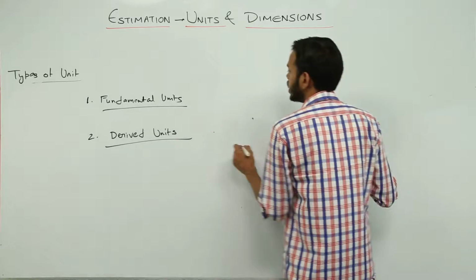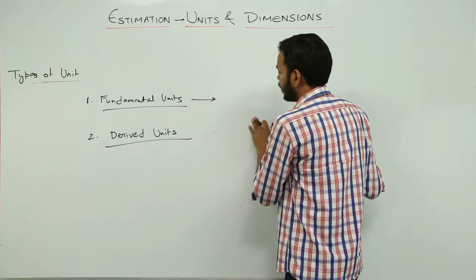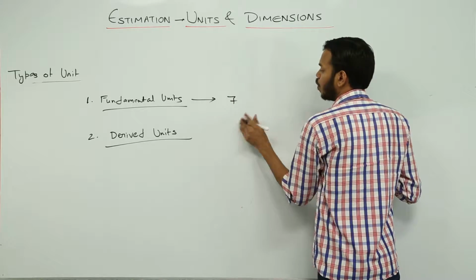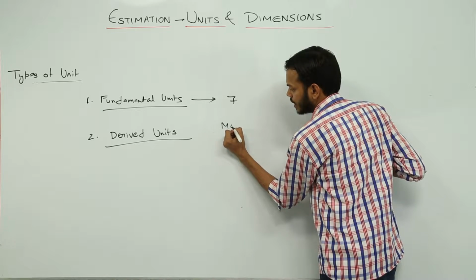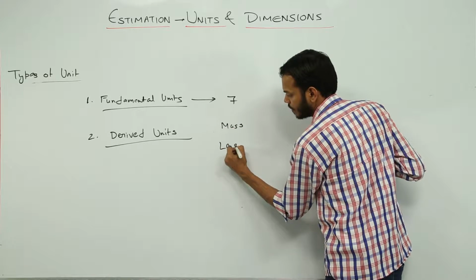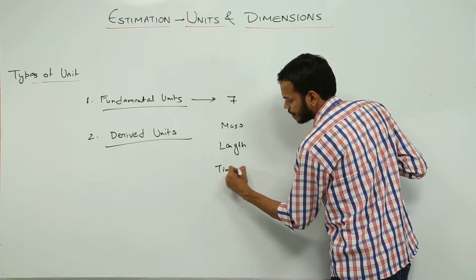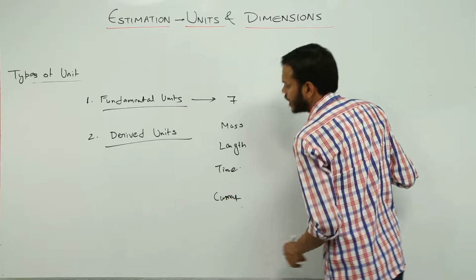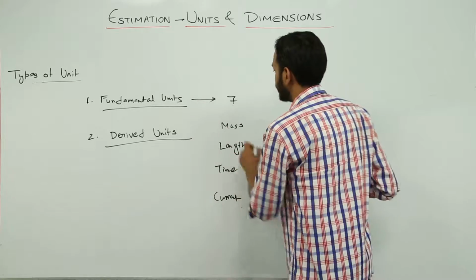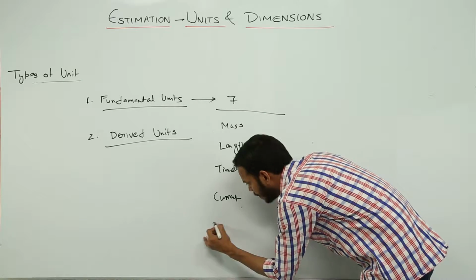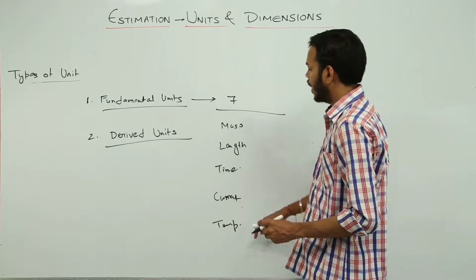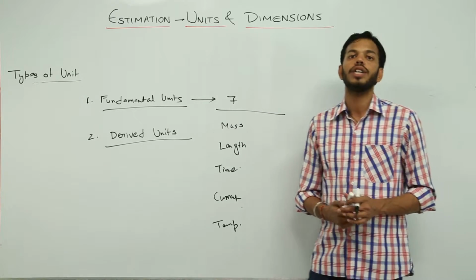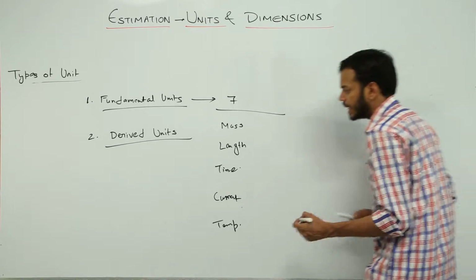So what are fundamental units? I have just given you the definition. There are 7 different fundamental quantities. What are those? Mass, length, time, current. These are 4 important fundamental quantities which you are going to learn throughout your syllabus. Another one, temperature. 1, 2, 3, 4, 5. I have left 2. Which ones? Luminous intensity and quantity of matter. So in chemistry you might learn about that as well.